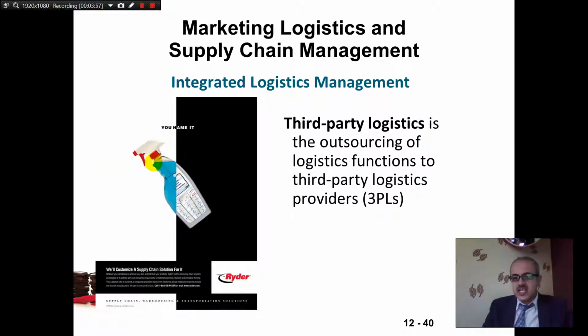Third-party logistics is the outsourcing of the logistics functions to a third-party logistics provider, and we call this the 3PLs. So, third-party logistics services. This is the more common. Yeah, this is very common. Many companies will just use a third-party logistics.